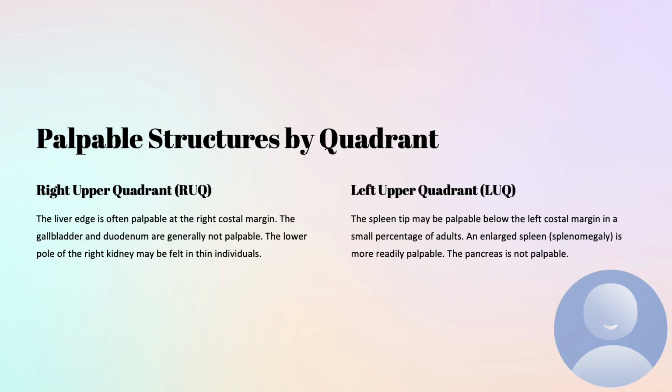So which structures are actually palpable in each quadrant? In the right upper quadrant, sometimes you could palpate the liver edge near the right costal margin or the border of your ribs. The gallbladder and the duodenum are generally not palpable. And if you have a very thin patient, then the lower pole of the right kidney, which is a retroperitoneal organ, could sometimes even be felt.